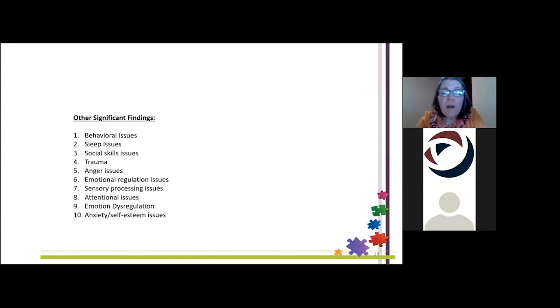Other significant findings are also important, even though they're not leading to the actual diagnosis. It's still really important to indicate whether there are other findings such as behavioral issues, sleep issues, social skills, trauma, anger, and others that may not be on this list as well.